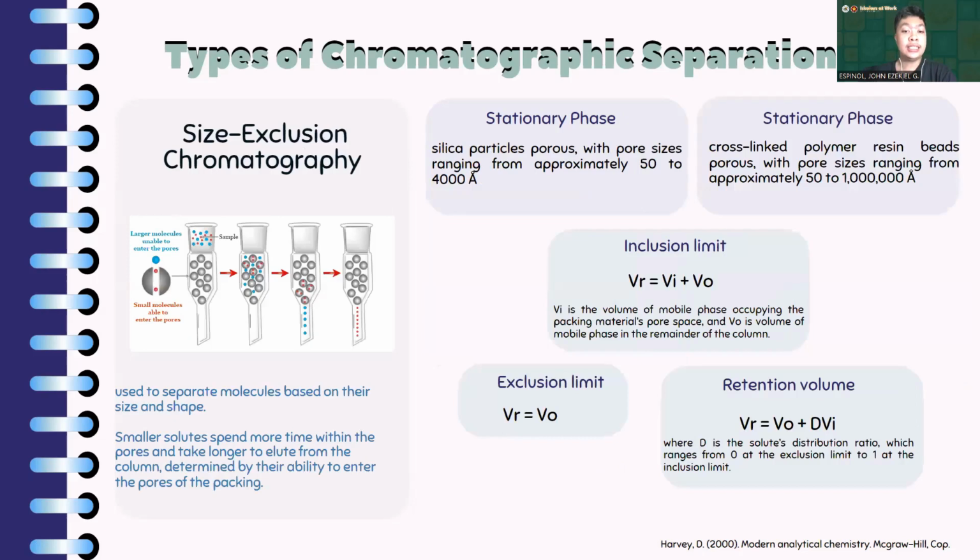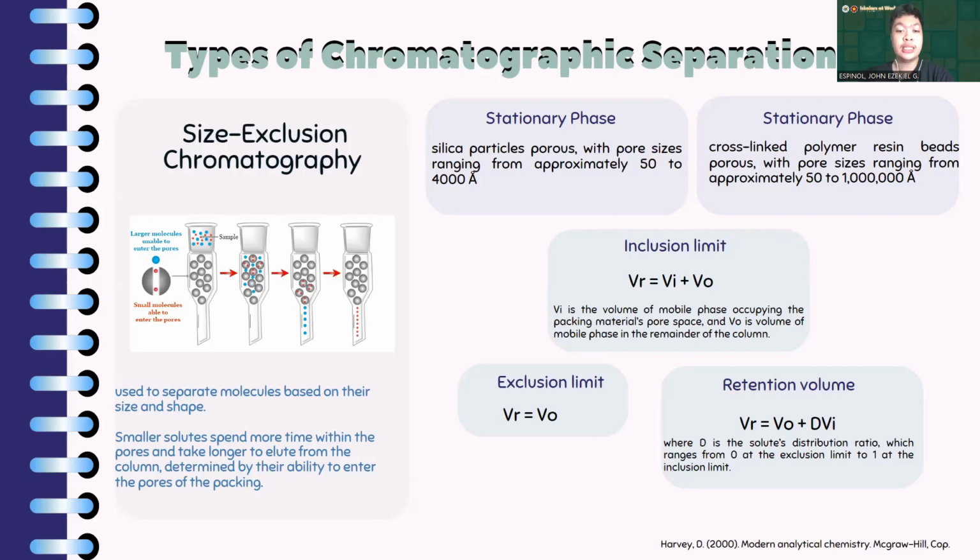Lastly, in size exclusion chromatography, or SEC, the stationary phase consists of micron-sized particles with porous structures. Two common types of stationary phases encountered in SEC are silica particles and cross-linked polymer resin beads. Both materials possess pores that allow for the separation of molecules based on their size.